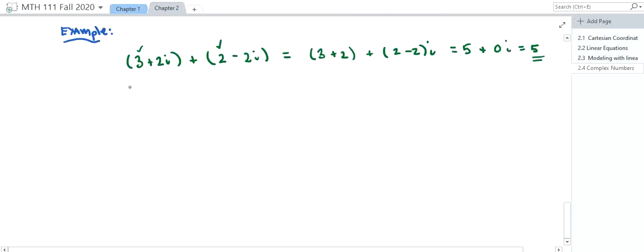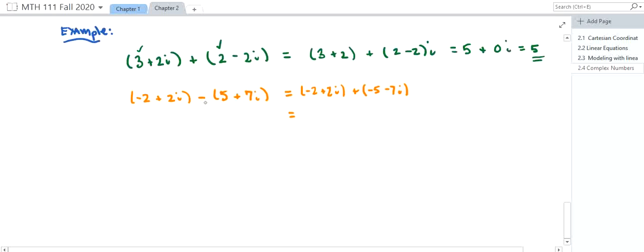Subtraction works the same way. Let's say you have minus 2 plus 2i and 5 plus 7i. We're going to do subtraction here, so instead of plus, let's do minus. Keep in mind you'll have to distribute this minus through the expression. You can look at this like it's minus 2 plus 2i plus minus 5 minus 7i if you want. That's easier, and you can do it in your head.